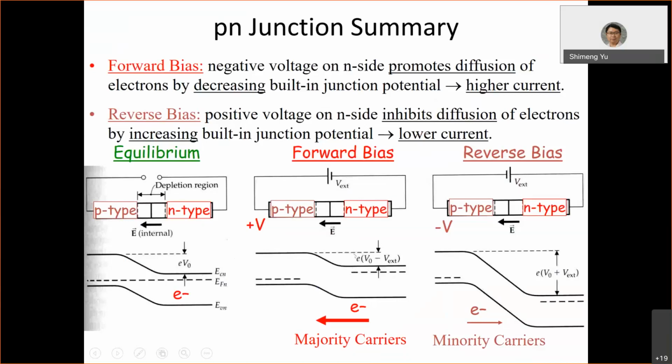And in the forward bias, the diffusion current dominates. The diffusion of electrons is from the N to the P. And for the reverse bias, the drift current will dominate, and the drift current, in terms of electron flow, is from the P to the N.